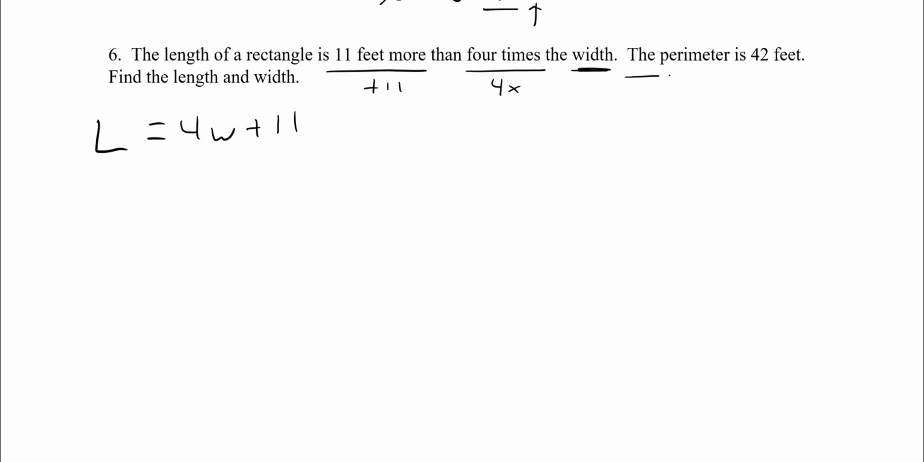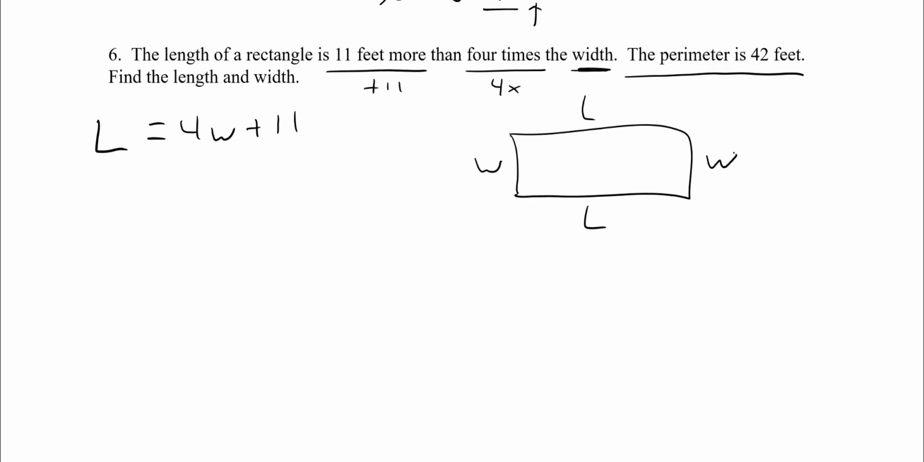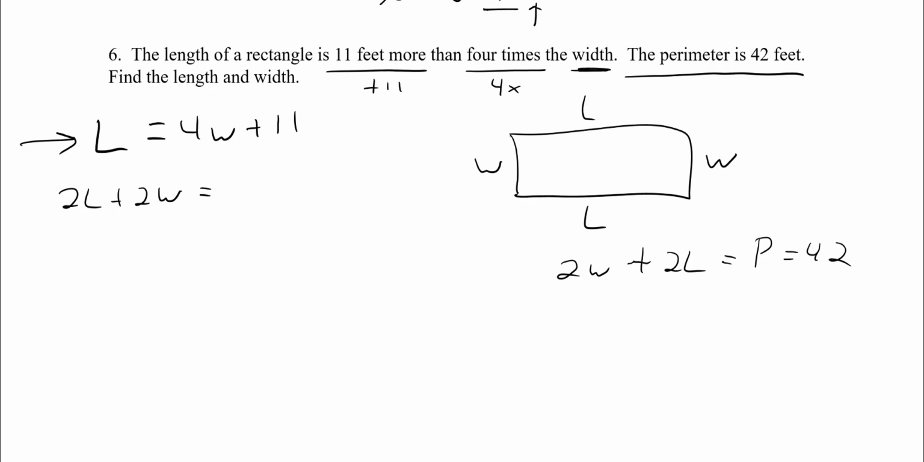Now here's one more thing. The perimeter is 42 feet. If you guys remember, if I draw a rectangle here, this is a length and a length and a width and a width. The perimeter is w plus w, or 2w. L plus L is 2, so plus 2L, and that's your perimeter. And I'm telling you it's 42 feet. Okay, so here's your first equation, which we came up right away, and then the second equation is 2L plus 2W is equal to 42.